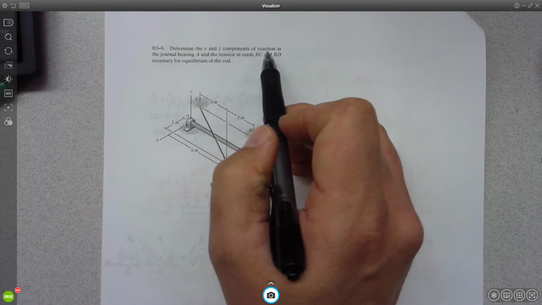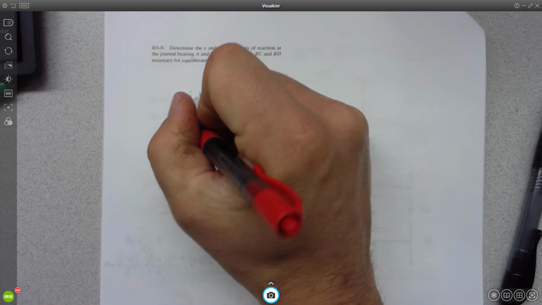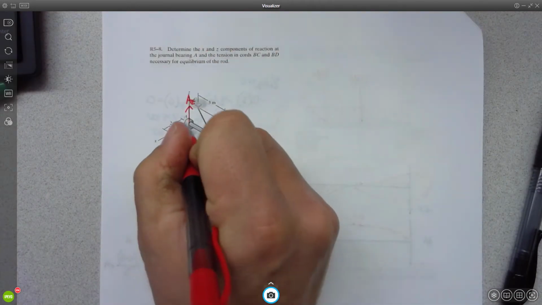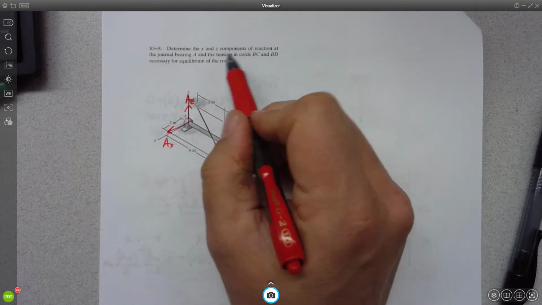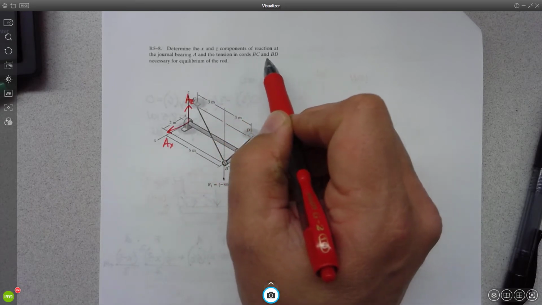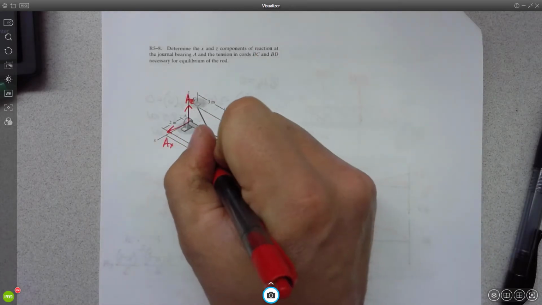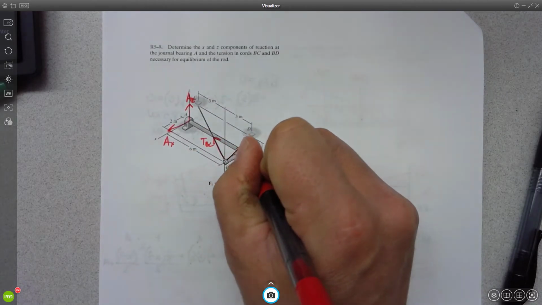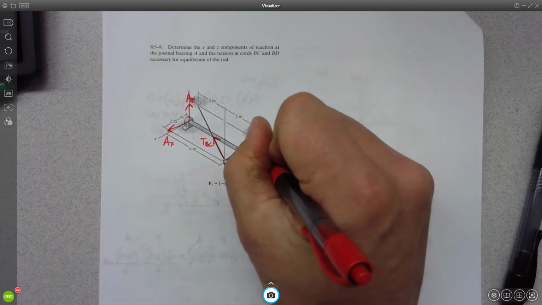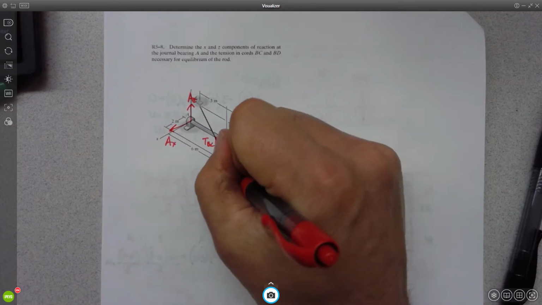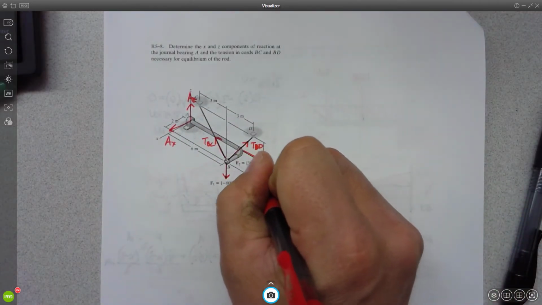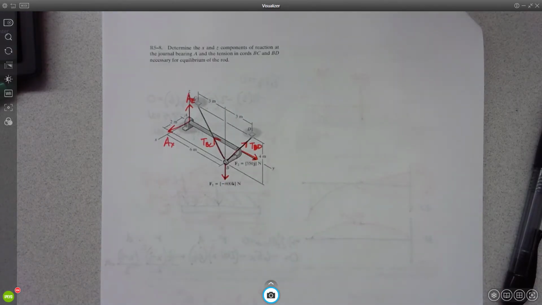Determine the X and Z components of reaction at the journal bearing at A. Right, so we know that right here we have some A sub Z and some A sub X. And the tension in cords BC and BD necessary for equilibrium of the rod. Okay, so then there's some TBC and TBD. Right? And then we know we have an 800-pound load there and a 350-pound load there. All right. Looks like we have 1, 2, 3, 4 unknowns. Right? We should be able to solve this because how many equations can we get? 6, right?